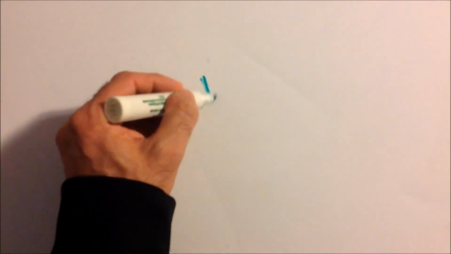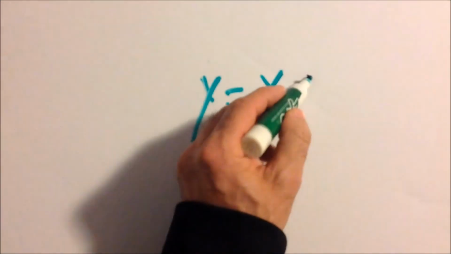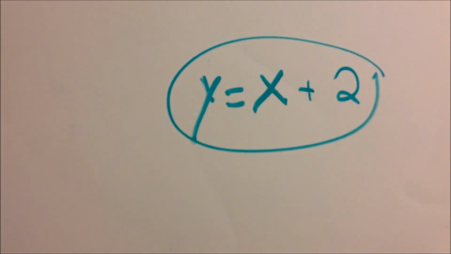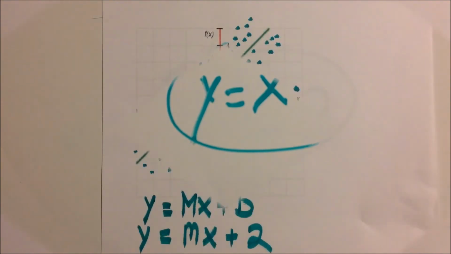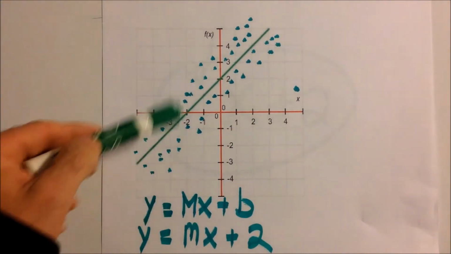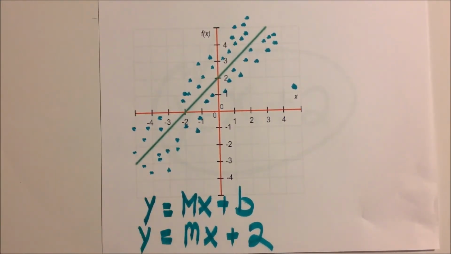So now that we know the slope is 1, we have y equals 1x, or you can just put an x, you don't have to put the 1. And we know the y-intercept is 2, so here's our equation: y equals x plus 2. So just remember some key words now. Bivariate is when we deal with 2 variables, x and y. If you're only dealing with 1 variable, it's univariate.